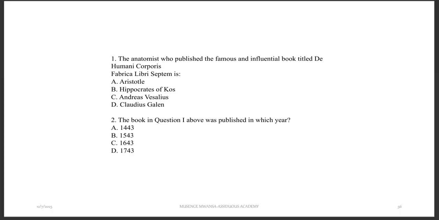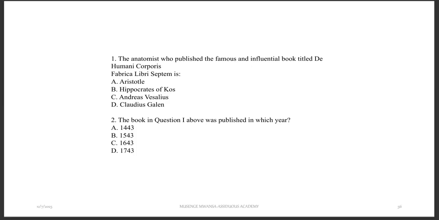The first question: the anatomist who published the famous and influential book titled De Humani Corporis Fabrica Libri Septem is A, Aristotle, B, Hippocrates, of course, C, Andreas Vesalius, D, Claudius Galen. Any answers? Okay, Nasilele says C. Anyone with a different thought? Okay, very good. So the answer is C.